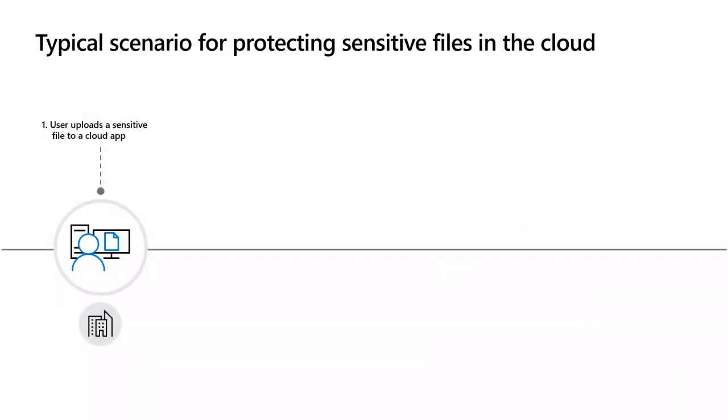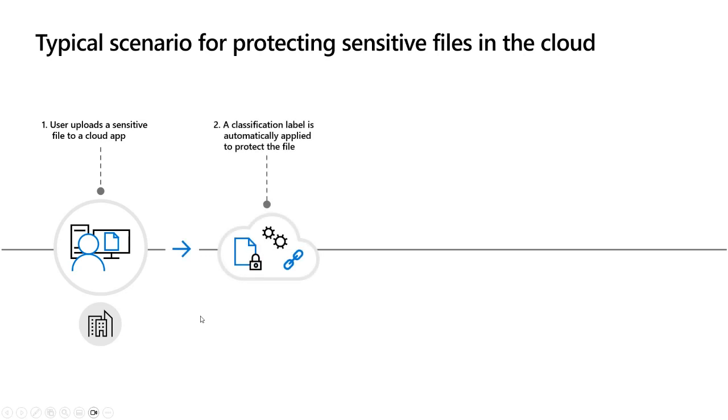So this is a typical scenario for protecting sensitive files in the cloud. Let's say a user named Leo uploads a file that has sensitive content to a cloud application. Maybe it's Dropbox, maybe it's Box, OneDrive, or Google Workspace. Well, a classification label can automatically be applied to that file so that it's protected with rights management.